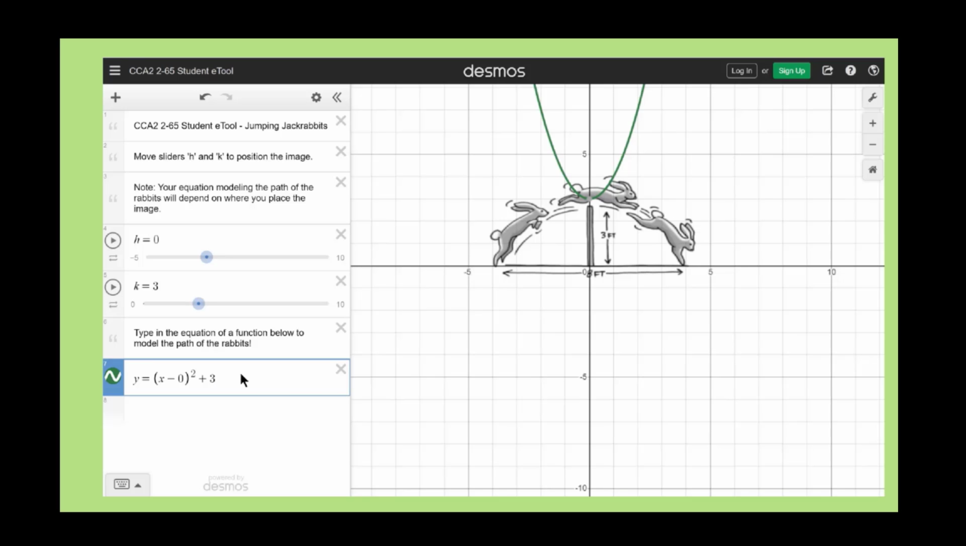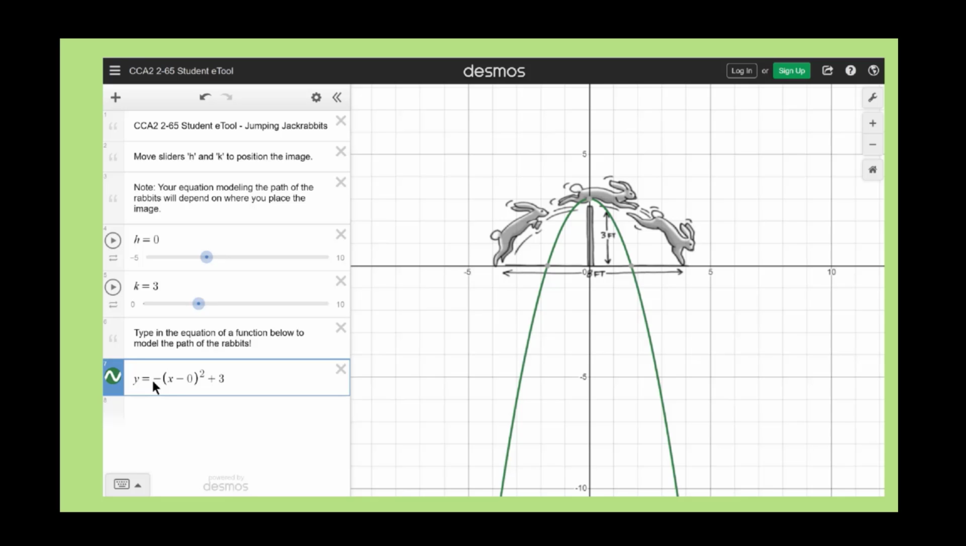So if you remember, right now it's opening up. What we want it to do is point down. So I'm going to change this to a negative. Very good. So right now we have the vertex at the right place and it's pointing down, but it's not wide enough. So to me, I don't want it skinnier because that's a vertical stretch. I want it wider. So that's a vertical compression.